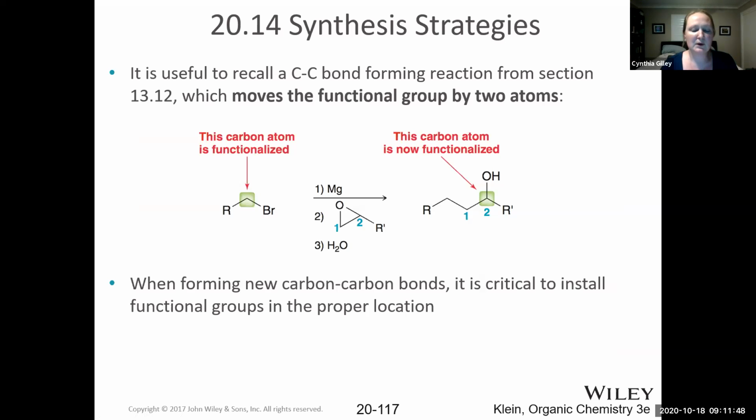Okay, it's also important to recognize and keep in mind previous reactions, such as the formation of a Grignard reagent in reaction with an epoxide that we previously covered in chapter 13. That actually introduces the functional group 2 carbons away from the new carbon-carbon bond, right? So this is very different from the reactions in this chapter, but it's good to have in our mind, because there are so many reactions, and organizing them will really help us keep everything straight.